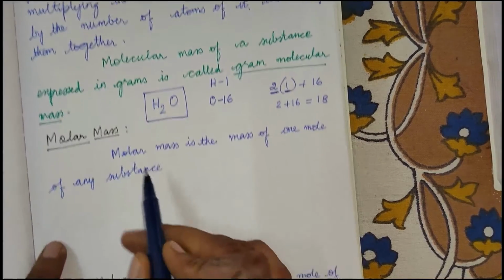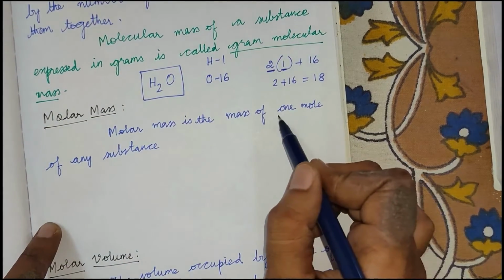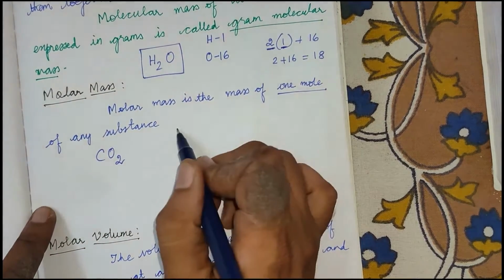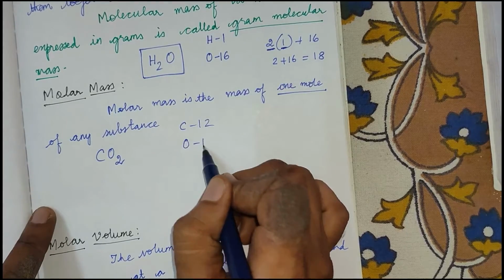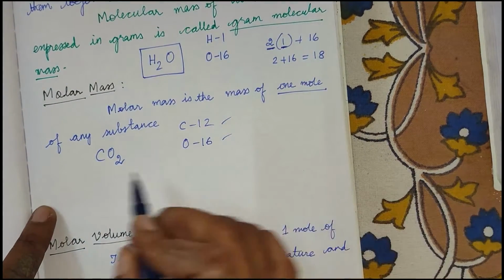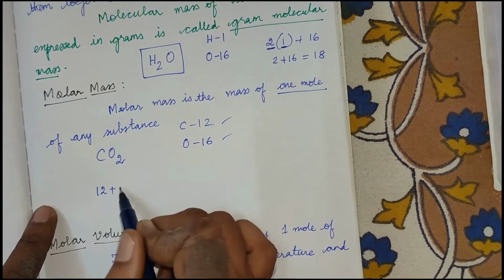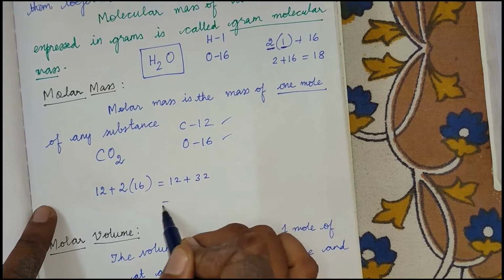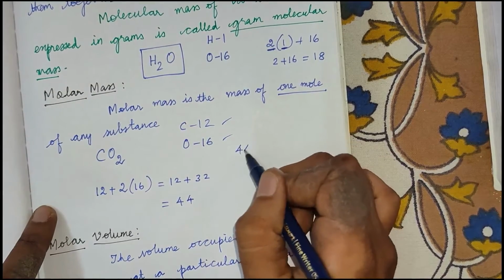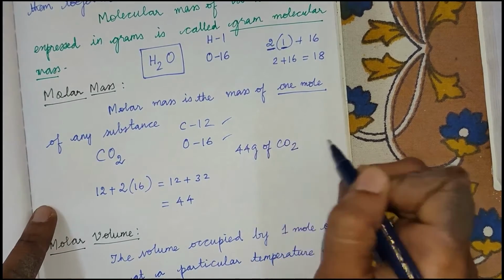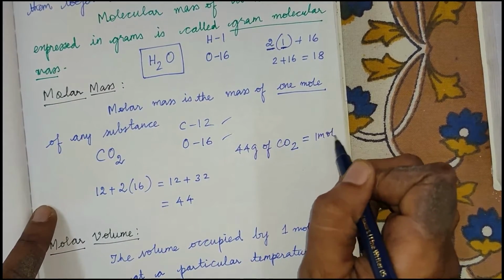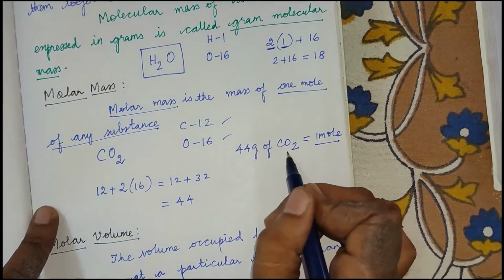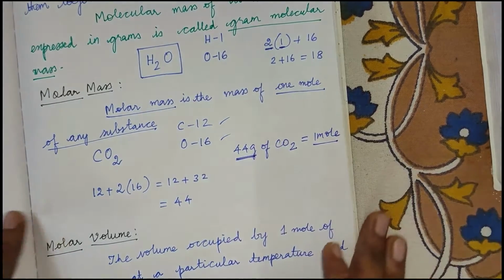Now what is molar mass? Molar mass is a mass of 1 mole of any substance. See, for example, let us take an example of carbon dioxide. The weight of carbon is 12, oxygen it is going to be 16. So this is the atomic masses, and for carbon 12 plus 2 × oxygen 16. So 12 plus 32, which is 44. So 44 grams of carbon dioxide is equal to 1 mole. So molar mass is the mass of 1 mole of any substance. So in this case, the molar mass of carbon dioxide is 44 grams.